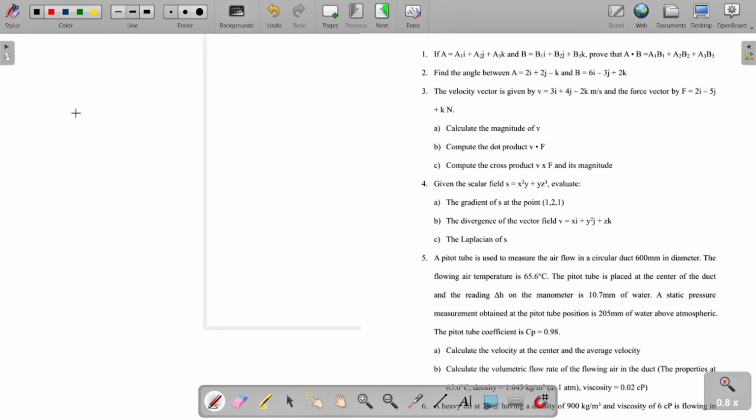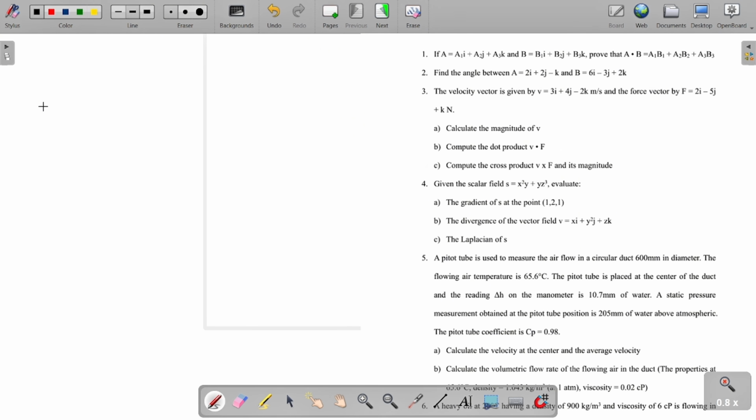So let's dive into the first question, where we have A equal to A1 i plus A2 j plus A3 k, and B equal to B1 i plus B2 j plus B3 k, and they've asked us to prove whether A dot B gives us A1 B1 plus A2 B2 plus A3 B3, right? So the dot product, right?